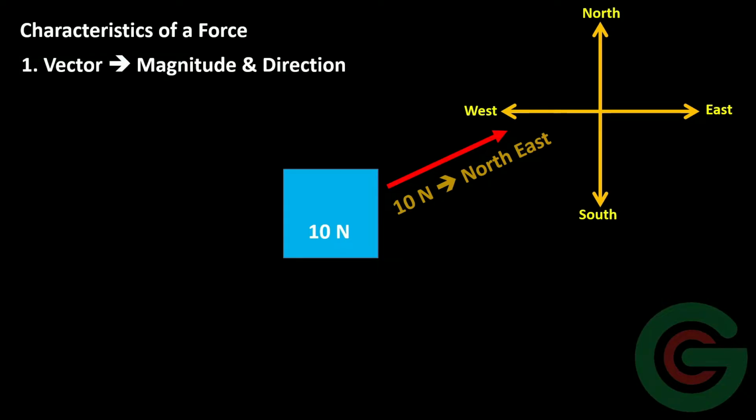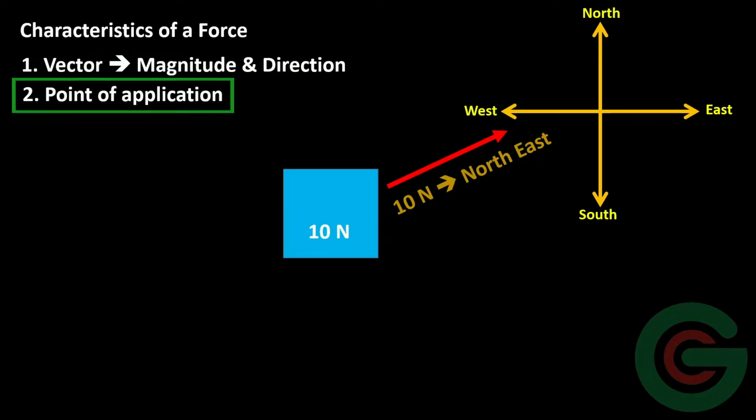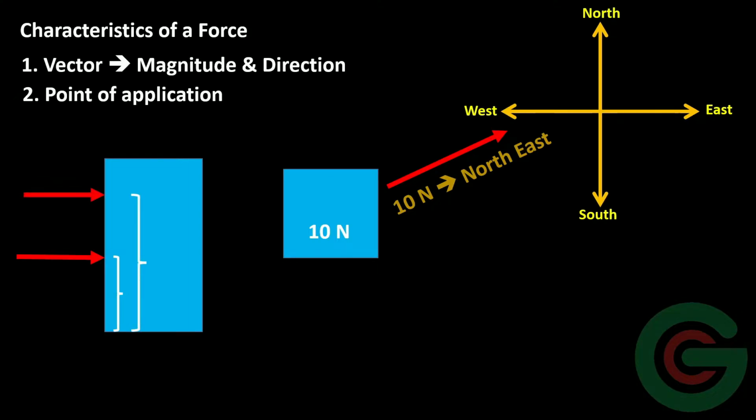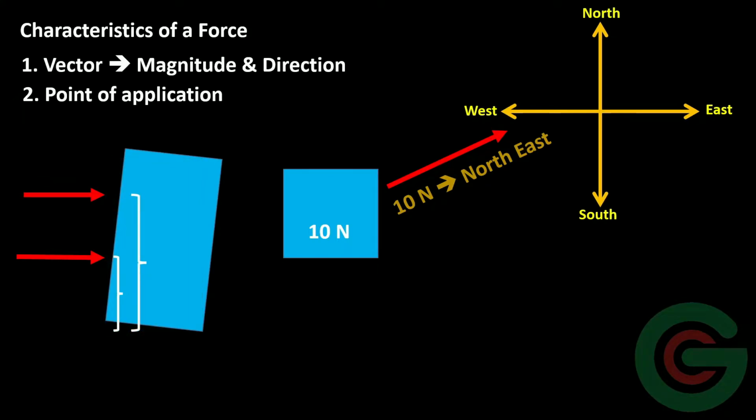The second characteristic is the point of application of the force. To push this particular box, I can apply the force at this particular height. But if I apply the force at a greater height, the box may actually tilt and tip over.